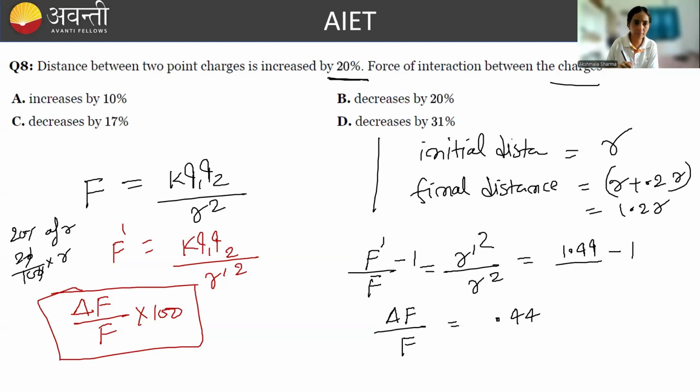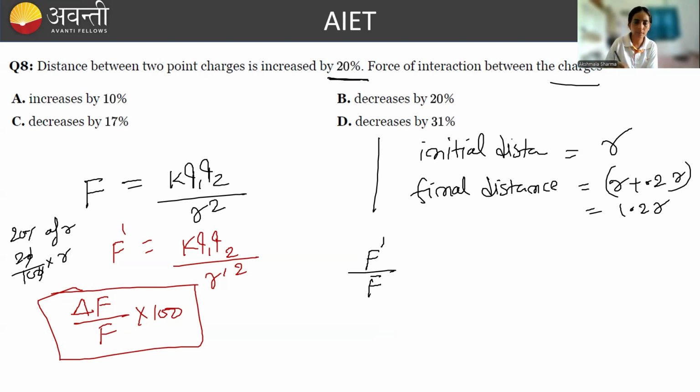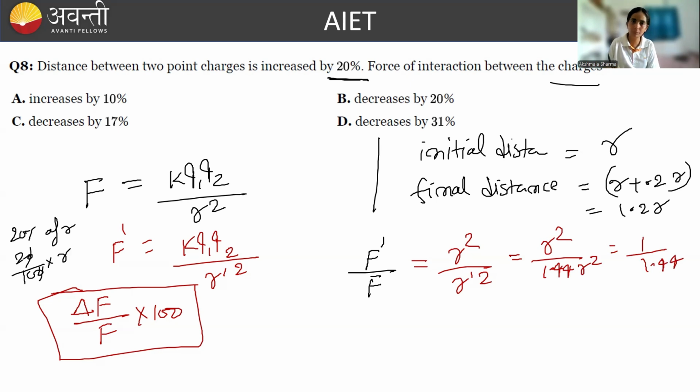Okay, we did one mistake here. Just see F dash by F, this division we have done wrong. And that is why we were getting 44% as answer. I can see there is no option as such. So this thing we did mistake here. F dash by F will be equal to how much? It will be equal to R का square by R dash का square. I did the opposite. ठीक है. So R का square by 1.44 का R का square. So this is 1 by 1.44. Okay, that was the mistake.